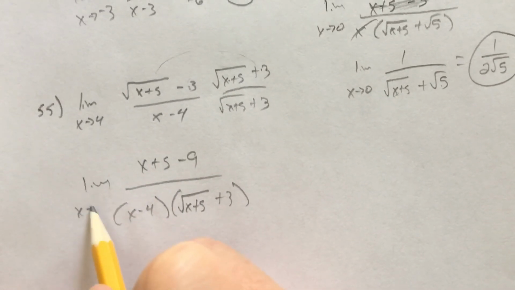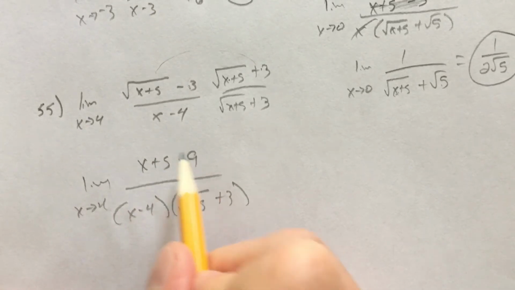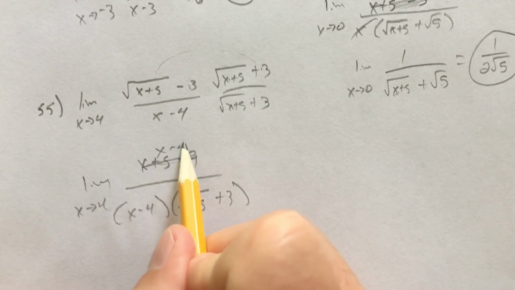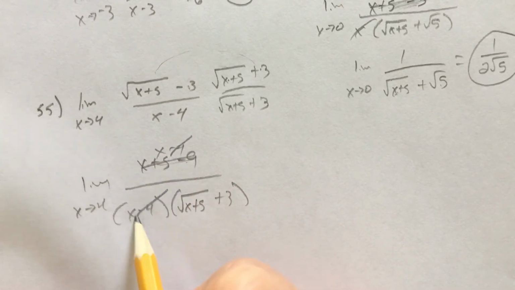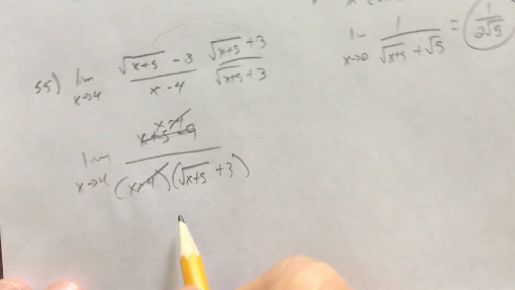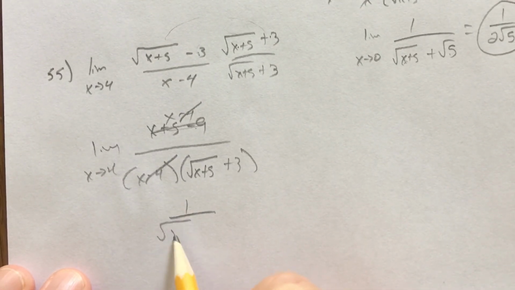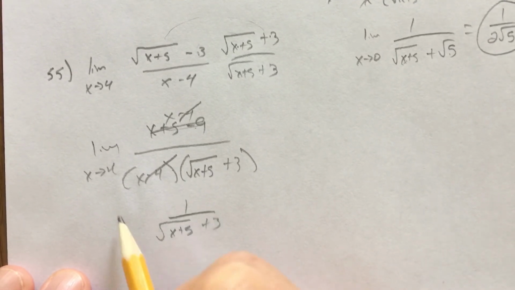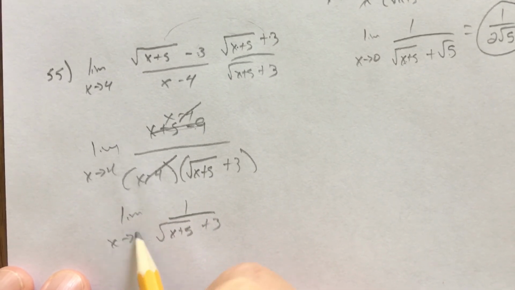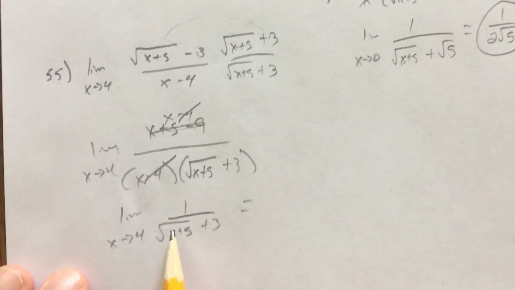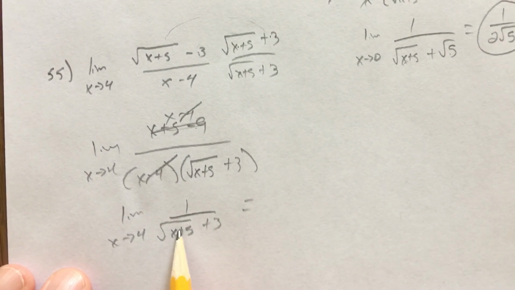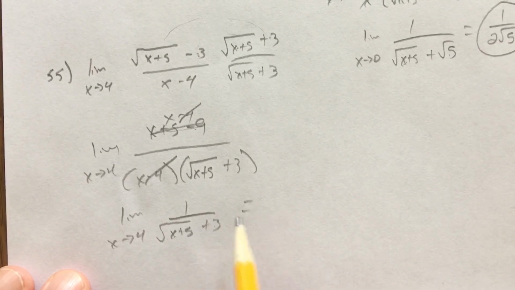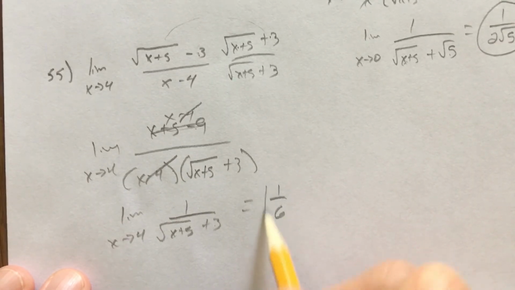If I were to take 5 minus 9, I'll get x minus 4. That cancels with that x minus 4. And now I have 1 over square root of x plus 5 plus 3, the limit as x approaches 4. So let's go ahead and do that. If I put 4 in there, 4 plus 5, 9. Square root of 9 is 3. 3 plus 3 is 6.